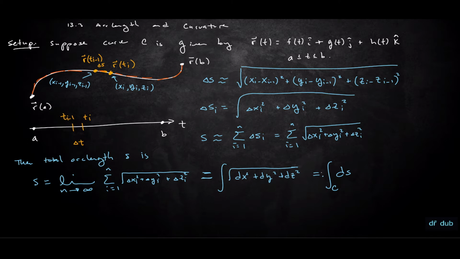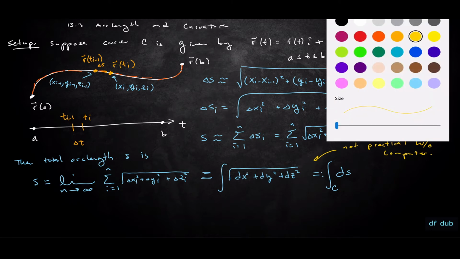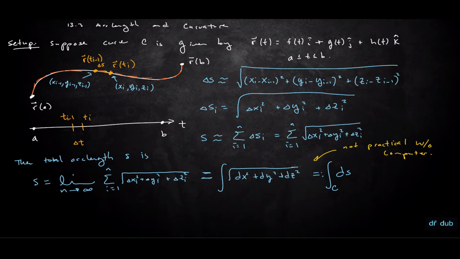So that's what we define as the integral with respect to arc length, the total arc length, adding up all the little differential amounts of arc length. So really, although it's the definition, this is not a practical way to calculate arc length without a computer. With a computer, of course, this is exactly what you do. You use a Riemann sum to calculate the value of an integral.